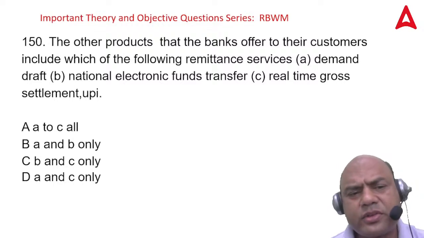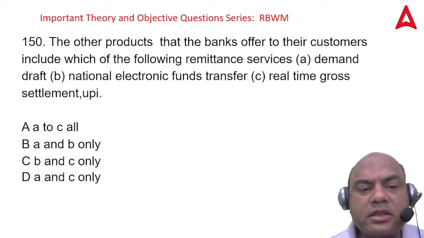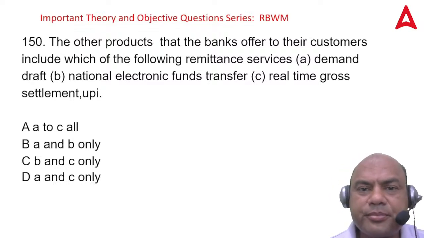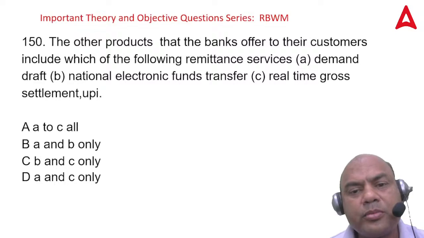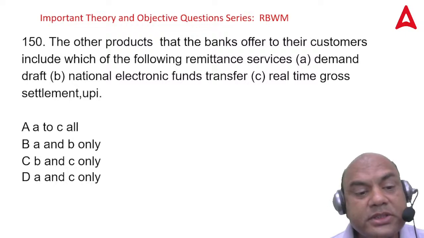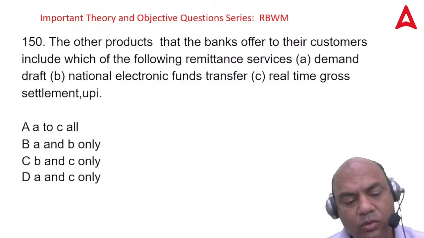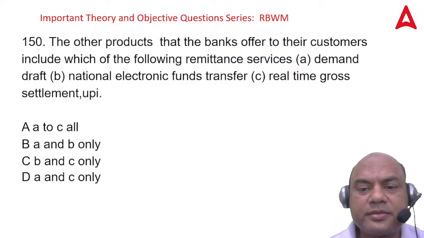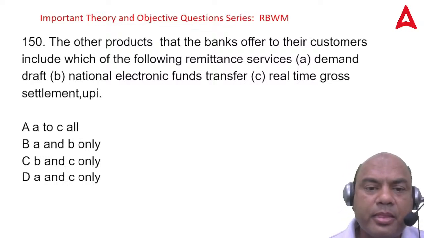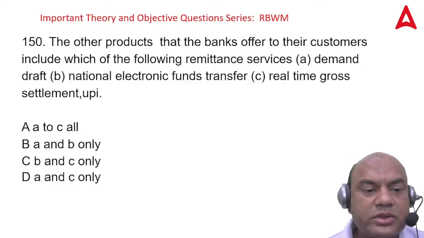Okay, I'll ask you one question. Is UPI offered by the bank, or does the customer come to the branch and do the UPI? He or she does it from home. So is the bank offering it, or is your branch offering it? So is the answer only A and B then? Think over it. What is the answer? The answer is yes, A to C all.